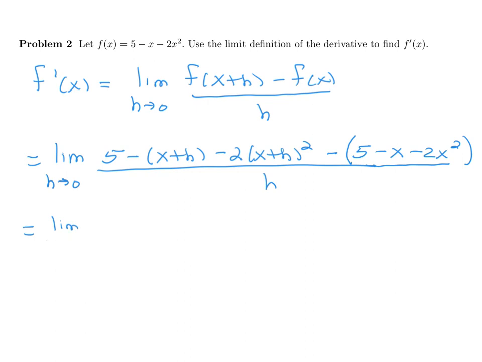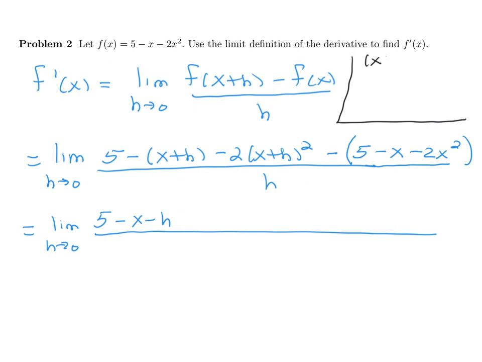This is the limit as h goes to 0. I'm going to start multiplying and expanding and canceling terms. So I have 5. That's really minus x minus h. If you square x plus h, maybe I'll put this up here off to the side. X plus h squared is equal to x squared plus 2xh plus h squared. I can now distribute a negative 2 to this thing.